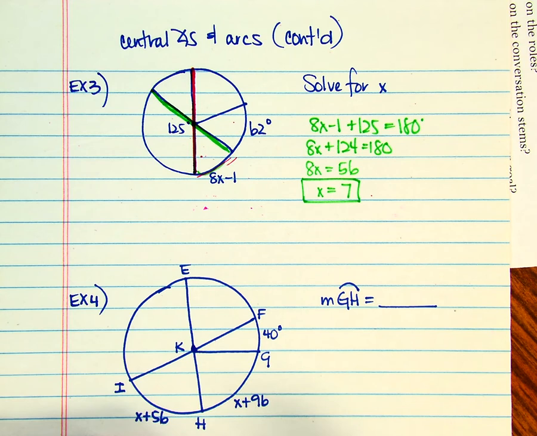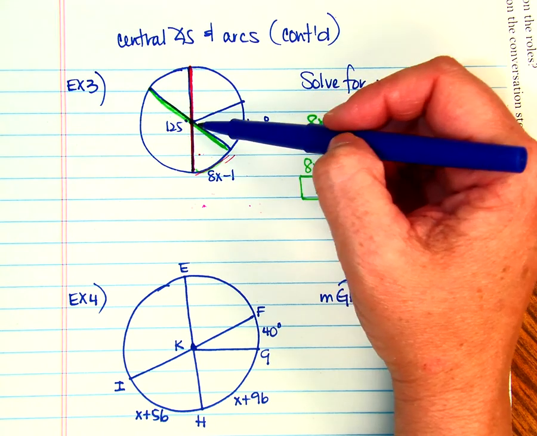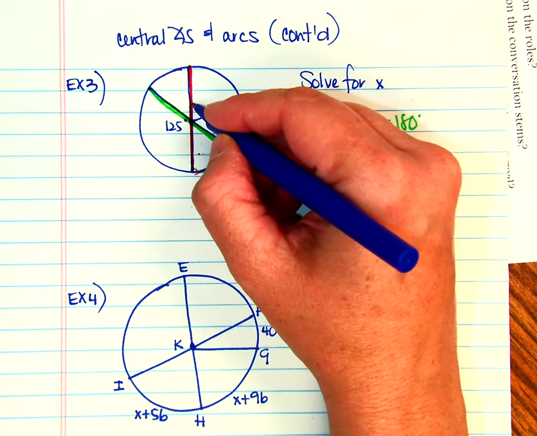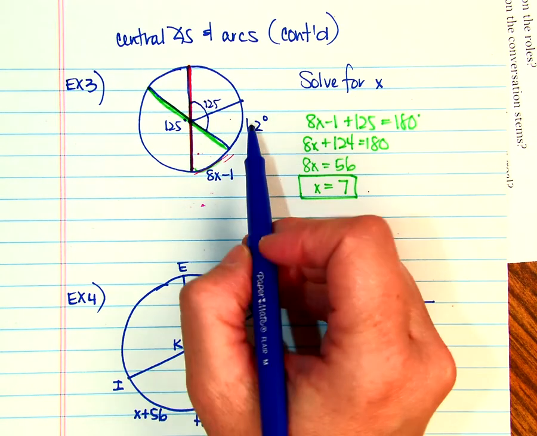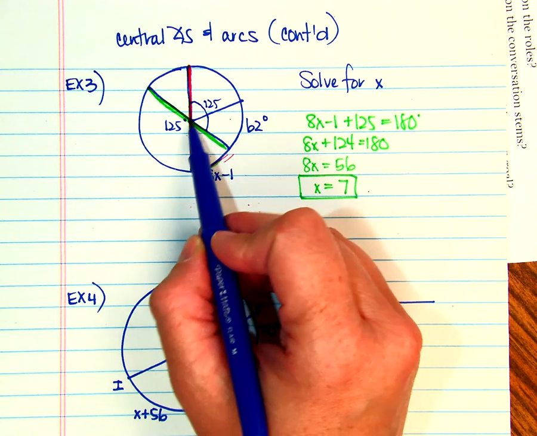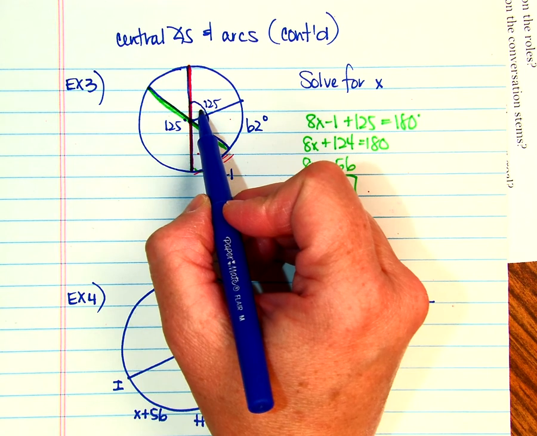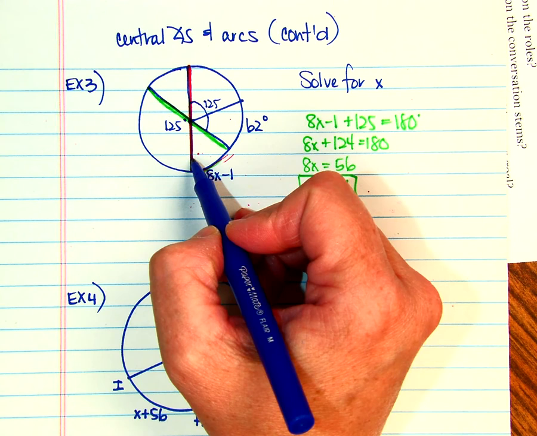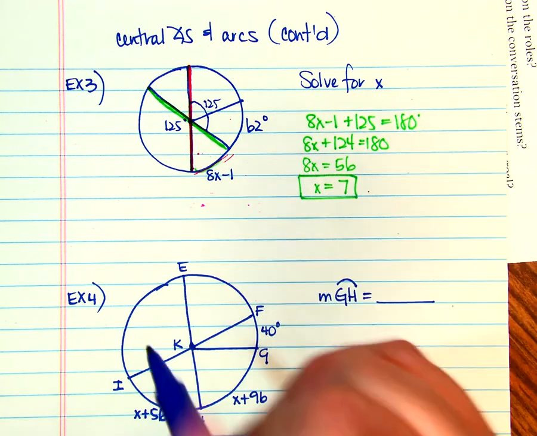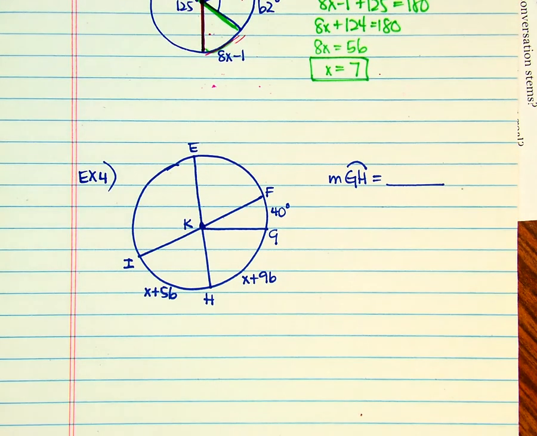Now, we could have done it a different way. If you look back at this angle here, this is 125. So I know that these two also have to add up to 125, and 62 of it, we already know. So I could have found this other little piece here and then added this angle and this angle all up and set it equal to 180 degrees. It's not going to matter. Okay? Example 4, a little bit more algebra in there.